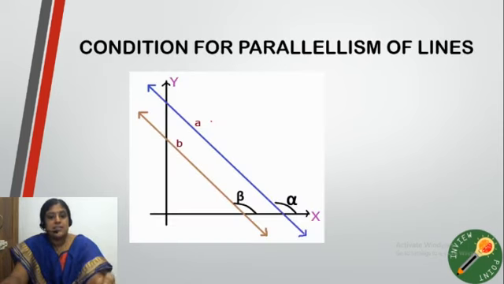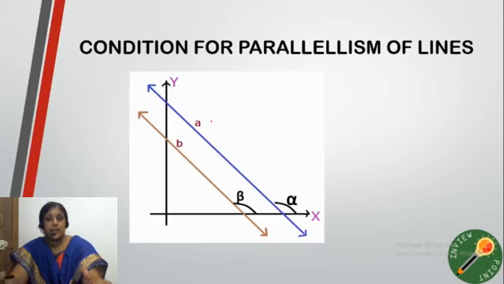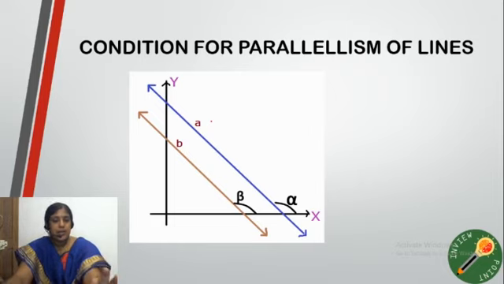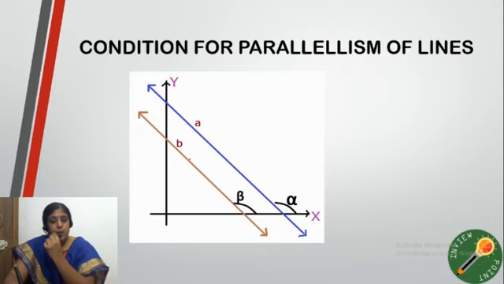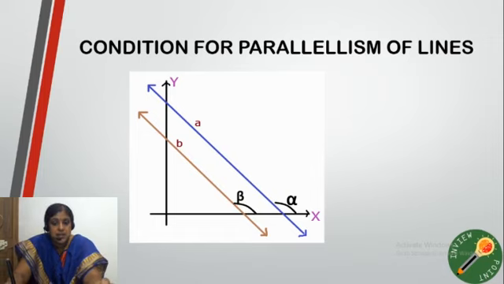Now let's discuss the condition for parallelism of lines. Okay, so consider two lines, say A and B. See, here you can see that the two lines A and B are parallel to each other, right? So what is the angle of inclination made by these lines with respect to the x-axis? Let it be alpha and beta. Alpha is the angle of inclination made by the line A, and beta is the angle of inclination made by the line B, right?